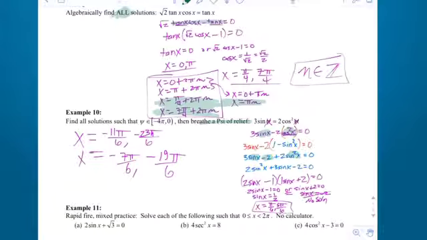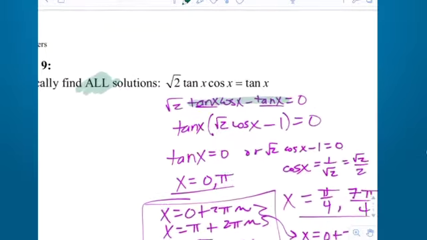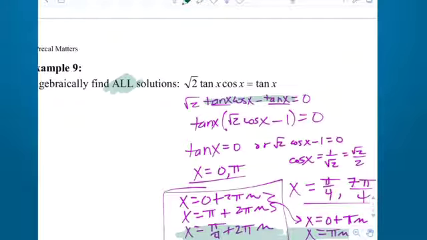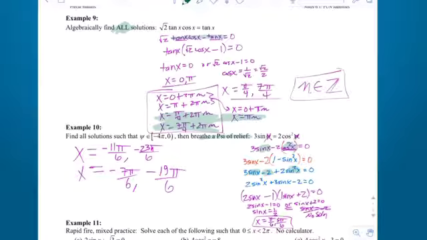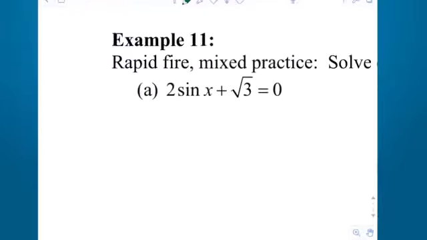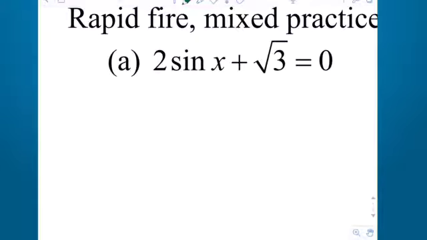And if we have more than one term, like we did up here on example 9, that have variables in them and they're unlike terms, then we get everything on one side and set it equal to 0. And then we factor, and that allows us to split it up into two smaller equations. On example 11, part A, we have 2 sine of x plus the square root of 3 equals 0. In this case, it's already equal to 0. Is that our goal? Is that what we wanted to do here?